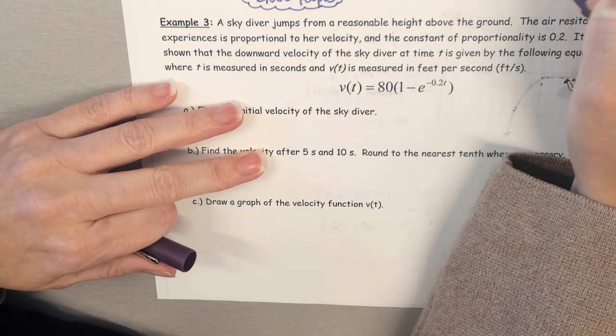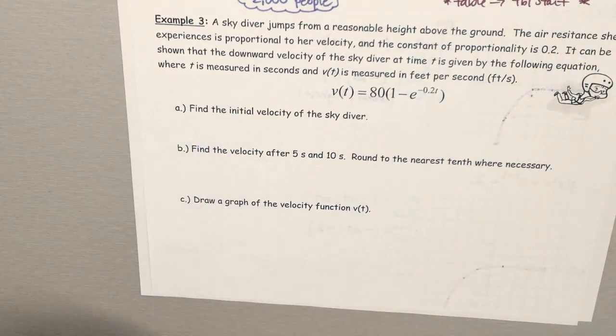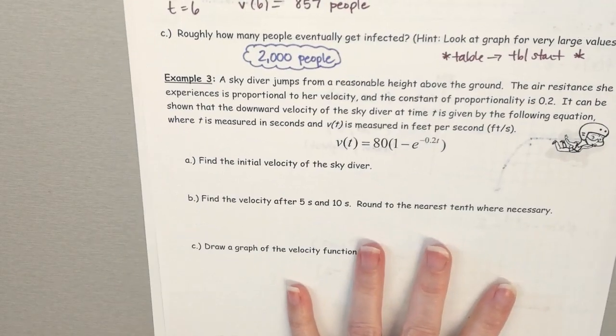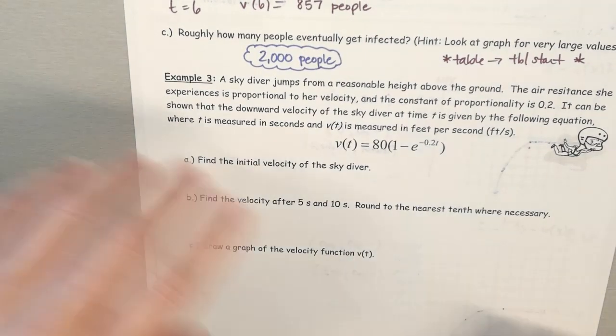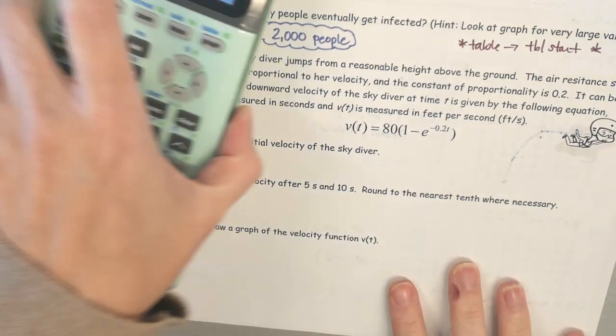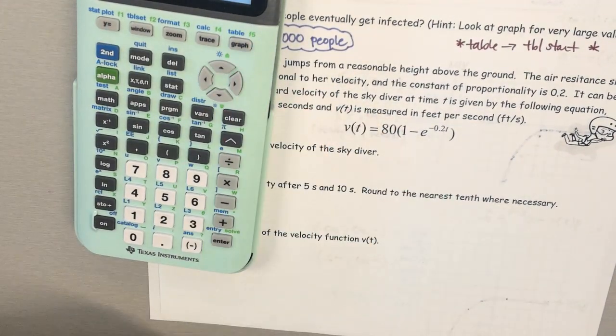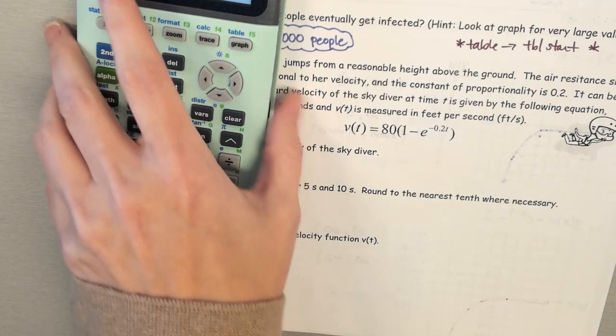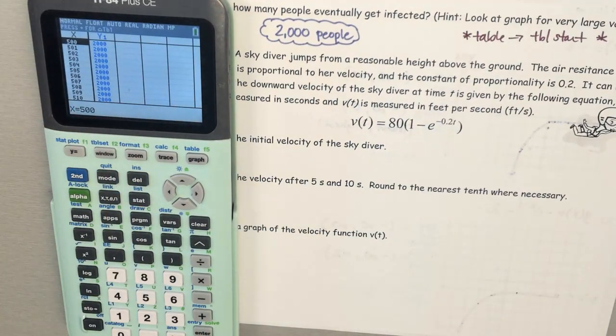Okay, so again, I like to look at the table, and you can start your table at whatever you want. I usually use 500 or 1,000 to see what happens. And when you're looking at the table, you know that you found the value when you can see a whole row of the same number there. That's how you're going to know.